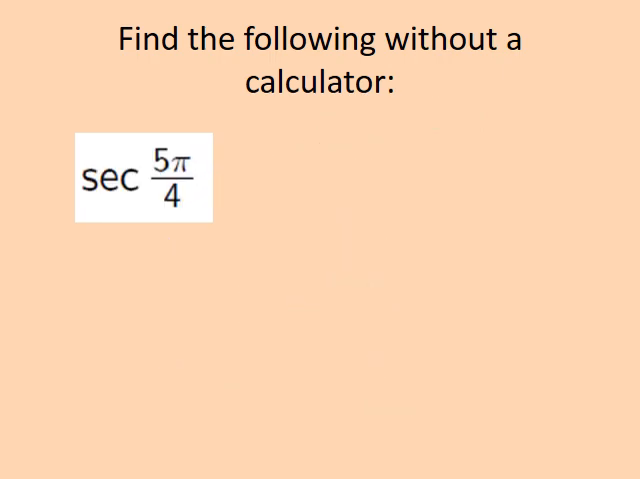Now we have something that's over 4. Over 4 means we're dealing with the 45-degree reference angle. The 45-degree reference angle is a fairly straightforward coordinate because it has the coordinate root 2 over 2, comma, root 2 over 2. So we know that's going to be the coordinate. What's going to change are the signs, so we need to locate where we are.